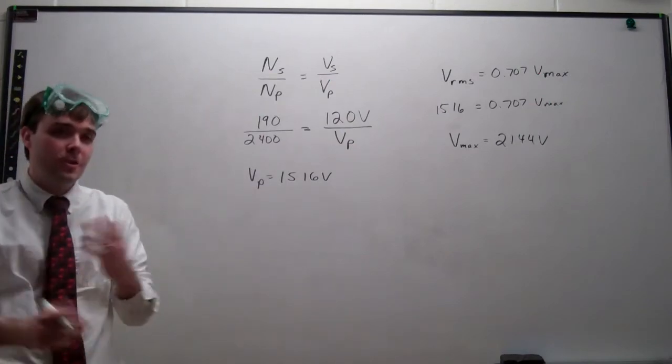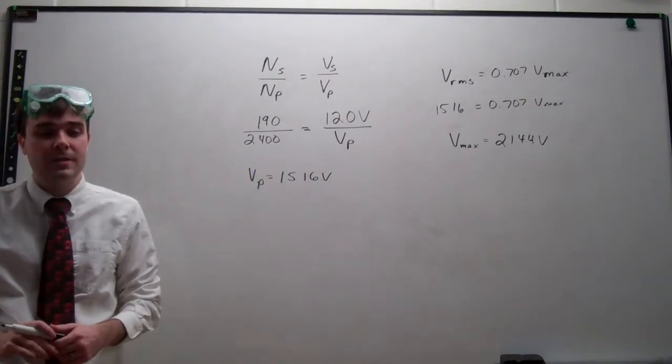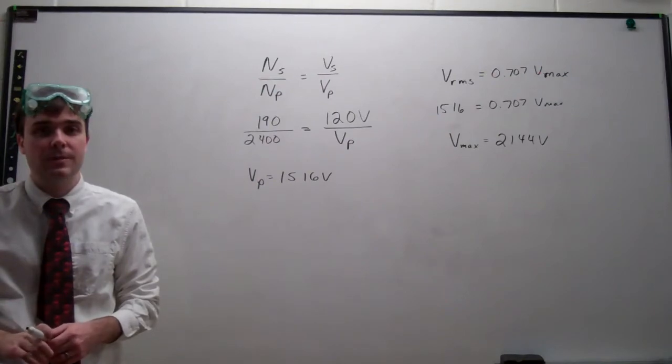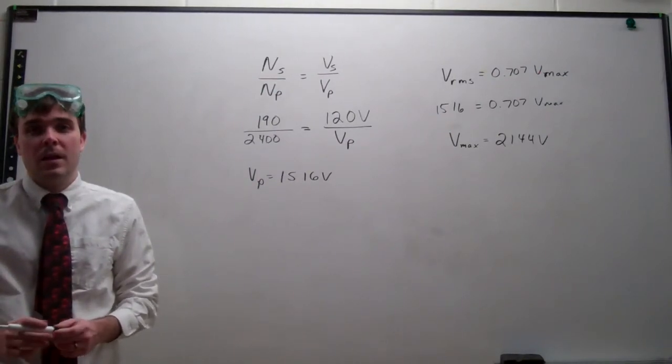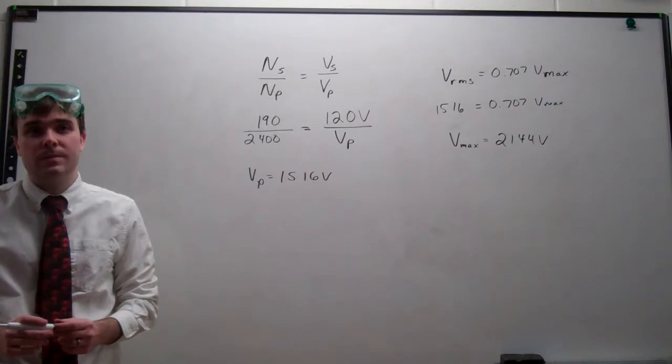So if they ask you to find the current, then you just use V equals IR, but you'd have to have a resistance then. So that's the only other thing I could really do with something like this. Any questions about this one?